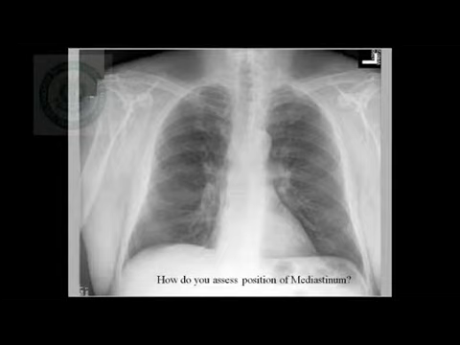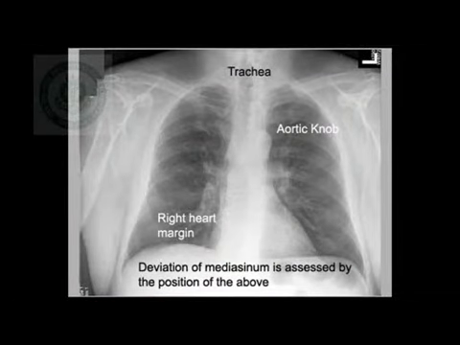Now, if you look at two structures, one is the trachea for the superior mediastinum, the other one is the inferior mediastinum, that is the heart. Okay. Now, this right heart margin and the aortic knuckle are carefully visualized to look at whether the mediastinum is shifted to right or left.